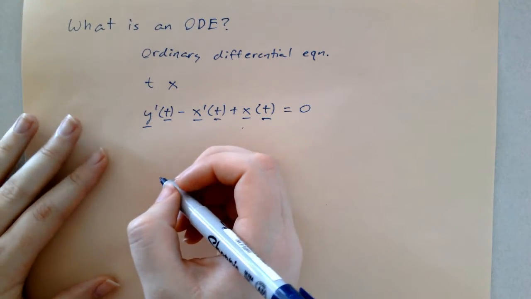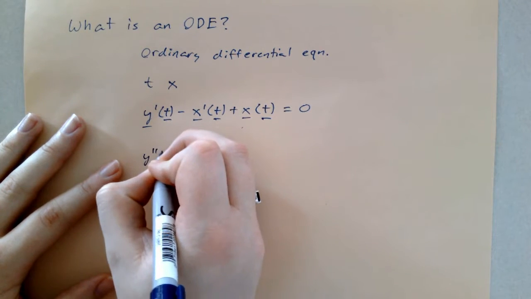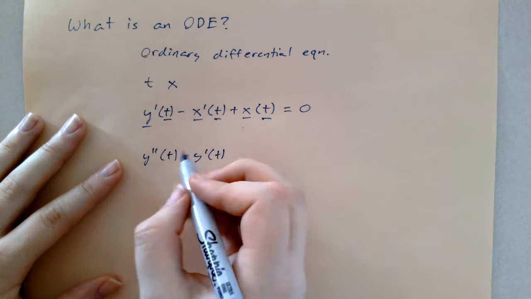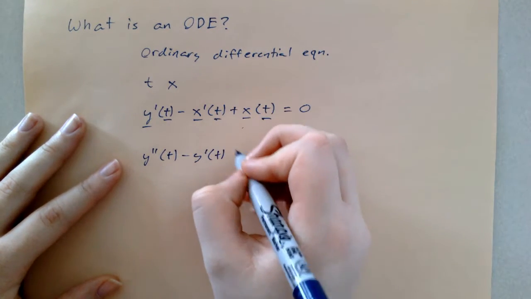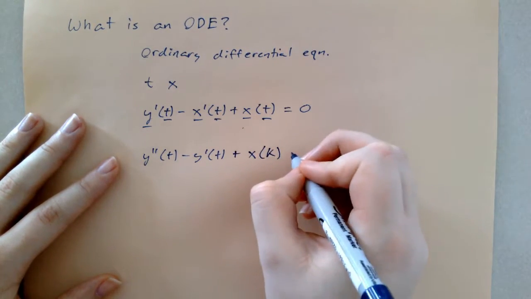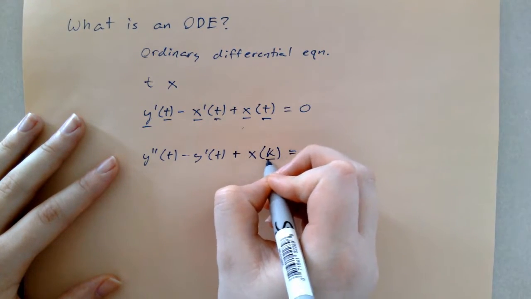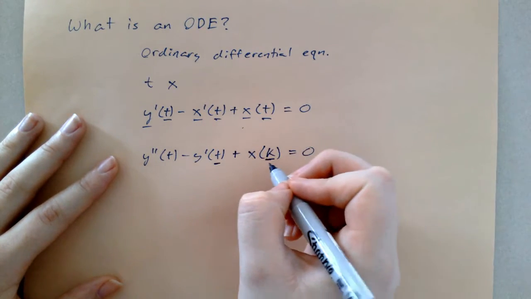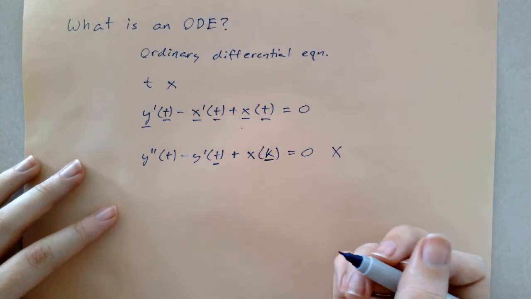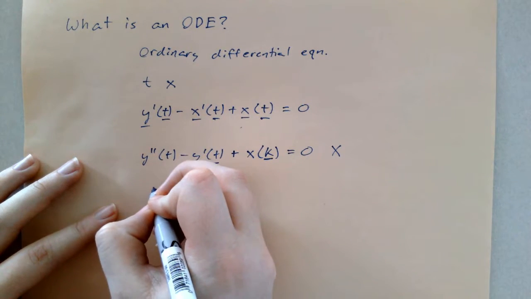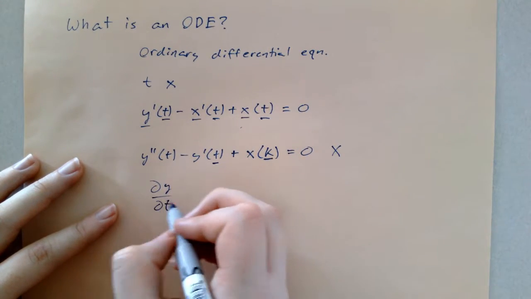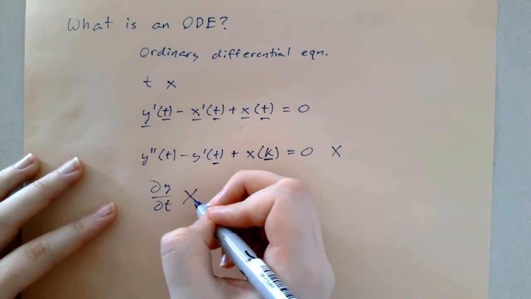Another example would be something like if you have y double prime of t minus y prime of t. So far so good because we have only one independent variable. But if you have something like x of k, suddenly this isn't an ODE anymore because we have more than one independent variable. We have both t and k to worry about. So this is not an ODE. And then of course, anything containing a partial derivative is also not an ODE. So if you have, say, a partial derivative of y, anytime you see a term like this, automatically, this is not an ODE.